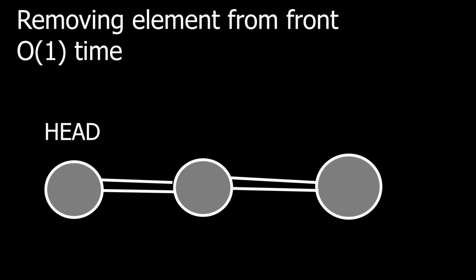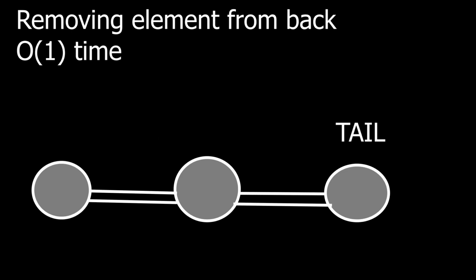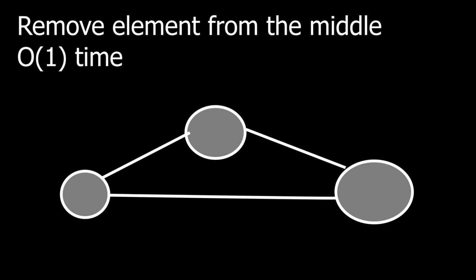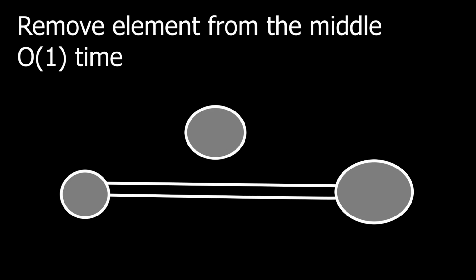To remove an element from the front, it's O(1) time, since you just set the head reference to the next element and remove the links. To remove an element from the back, it's also O(1) time, since you just set the tail to the previous element and also remove the links. To remove an element from the middle, you just update the links. The next of the previous becomes the next of the current, and the previous of the next becomes the previous of the current. This is also O(1) time.